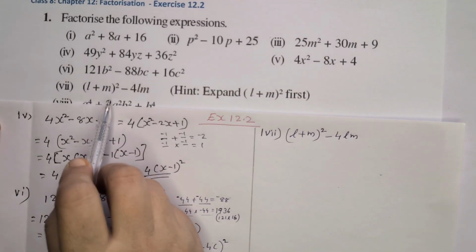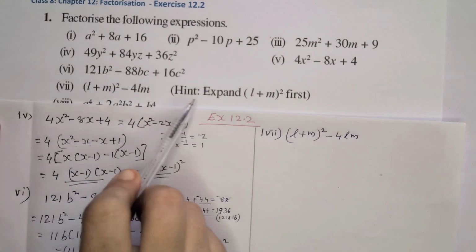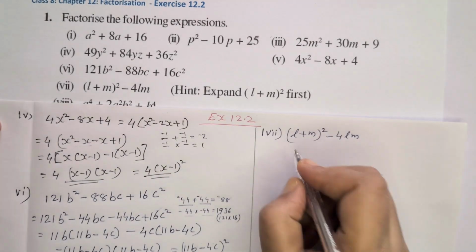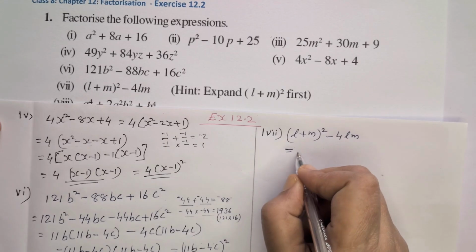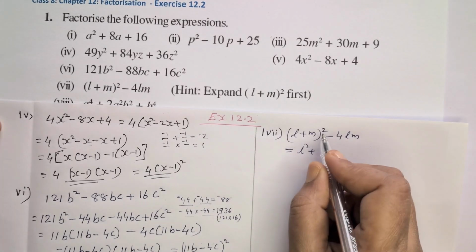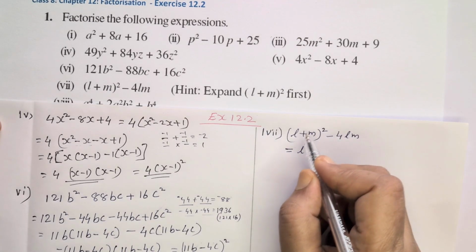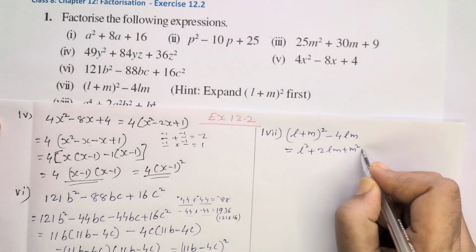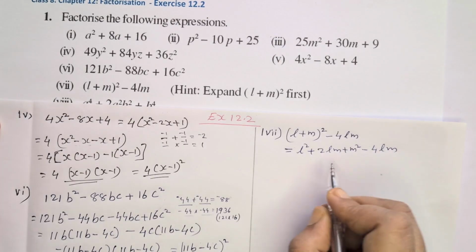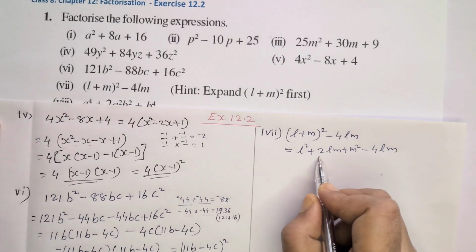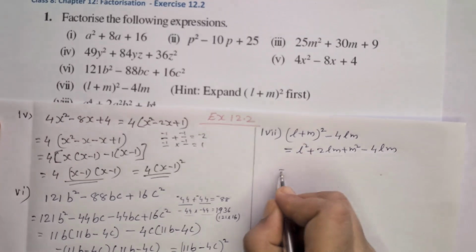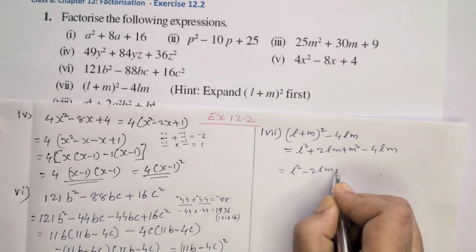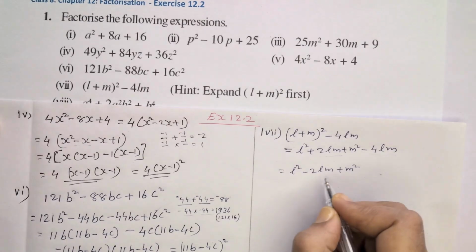Now seventh one, l plus m the whole square minus 4lm. A hint is given: expand l plus m the whole square first. So we can expand this one using the identity a plus b the whole square. It will come l square plus 2lm plus m square, that minus 4lm. Here like terms are there, 2lm and 4lm, that we can write as l square minus 2lm plus m square. Now this is the expression.